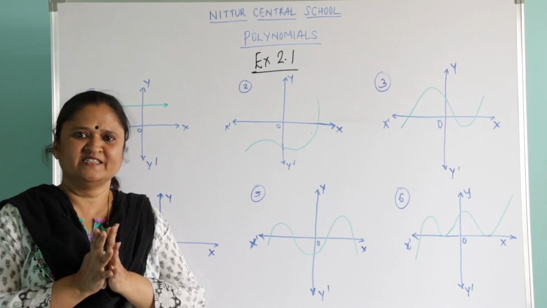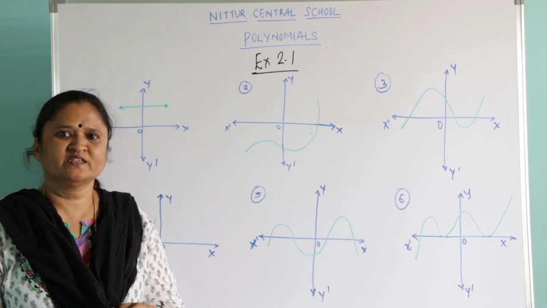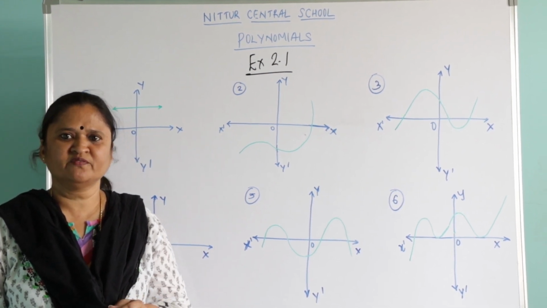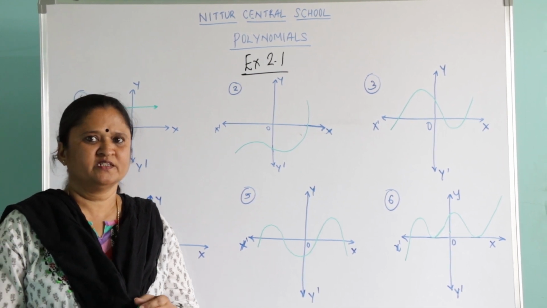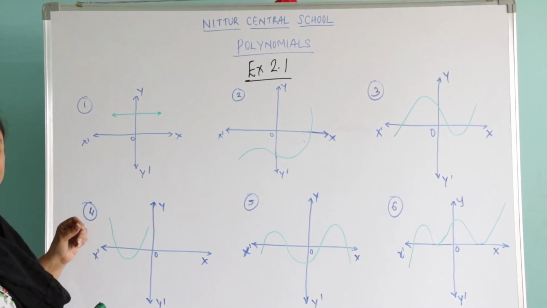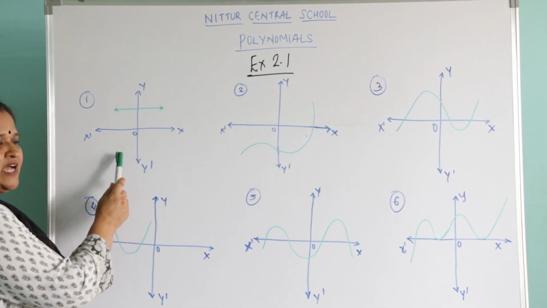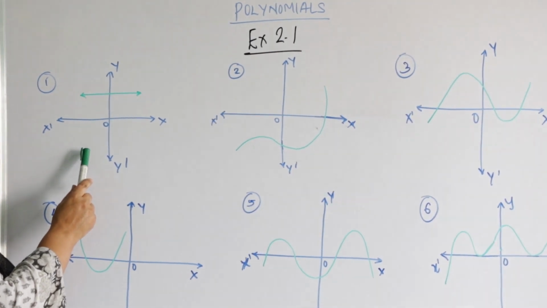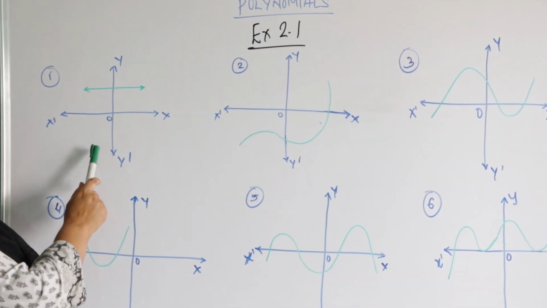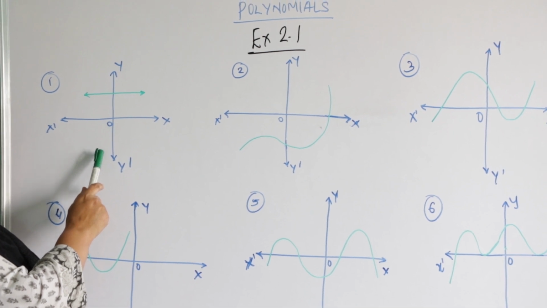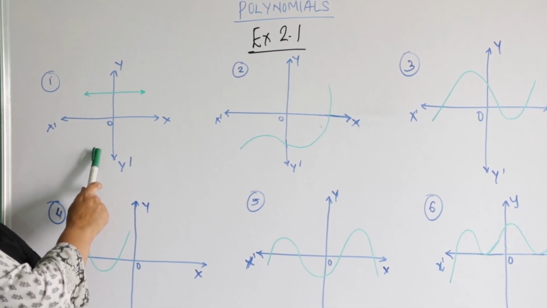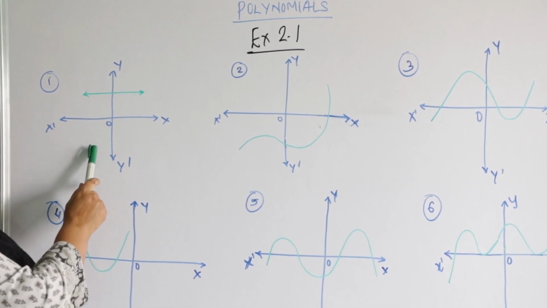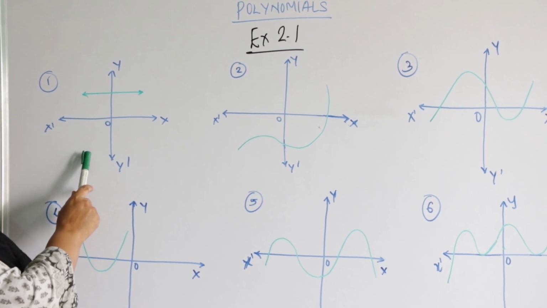Namaste children. In this session, I will be solving exercise problems of polynomials. So let's begin with exercise 2.1. In this, we have the graphs given, and just by looking at the graph, you are expected to find how many zeros this polynomial can have. First one, how many zeros can this have?